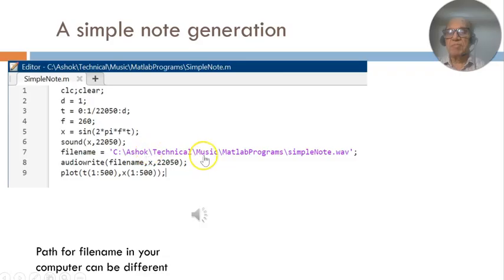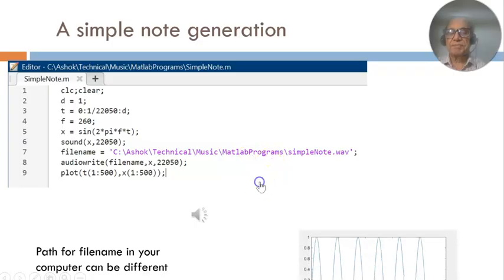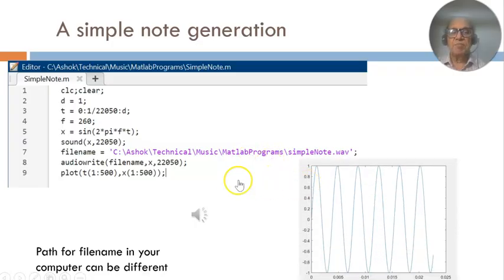I have talked about the path here. The path for the file name in your computer can be different, so you have to take care of that. So this is the waveform that is plotted by this command, plot t x. So 500 samples of time and the same number of samples of x are plotted, and you can see that this is a sine wave. So let's see how it sounds. So let's play this. Let me play it again.